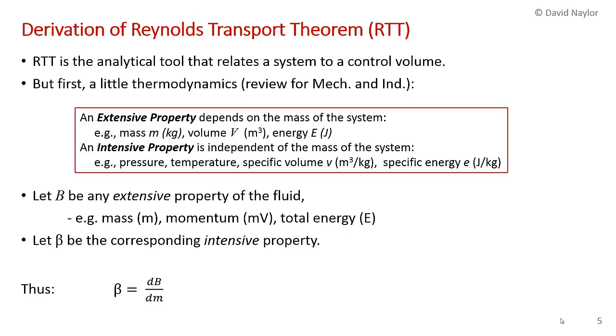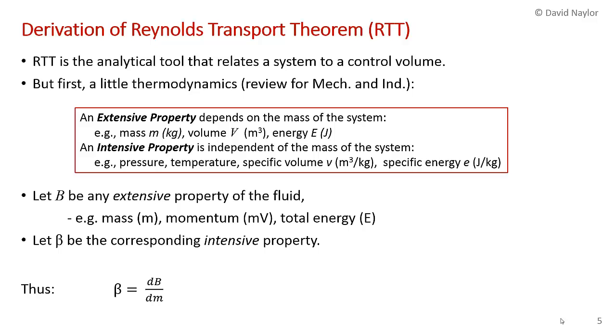We need to define two different types of properties. An extensive property depends upon the mass, or if you like, the size or extent of the system. So things like mass obviously depend upon how big the system is. Volume in cubic meters, total energy would be another property that depends on the size or mass of the system.